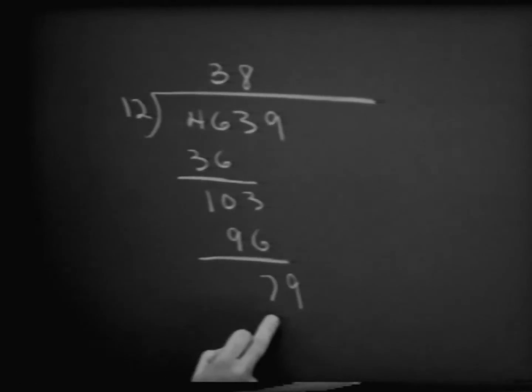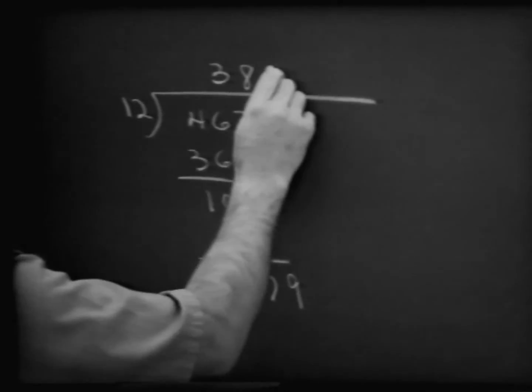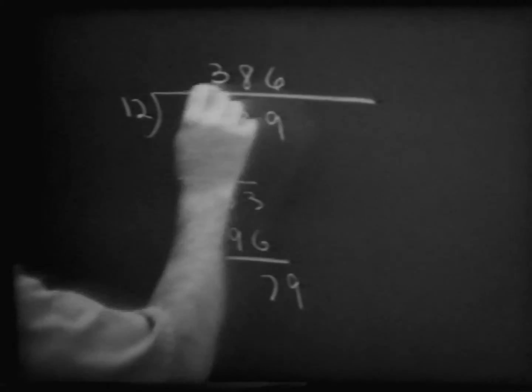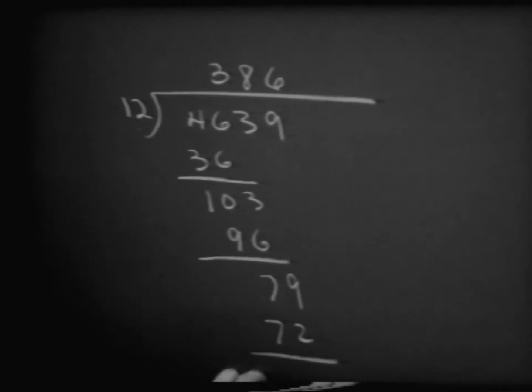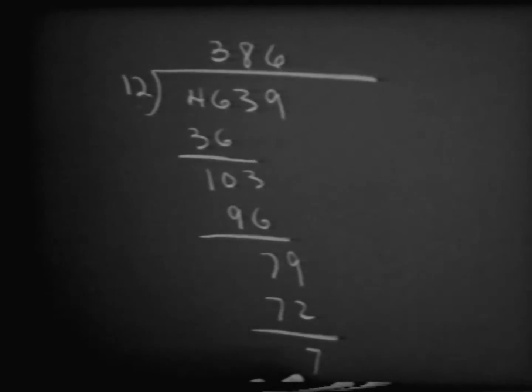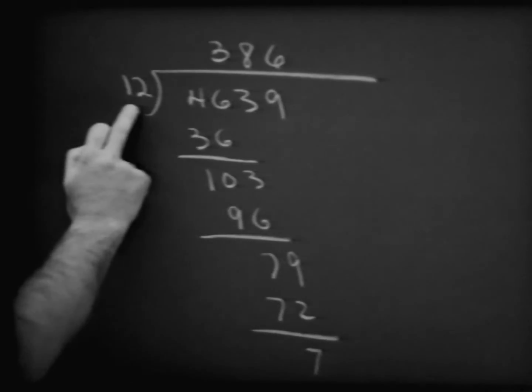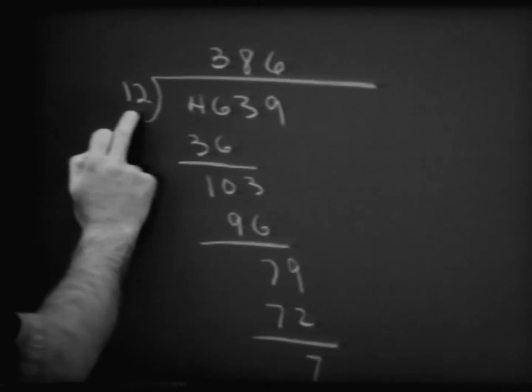12 into 79 then goes how many times? 6, and 6 times 12 is 72. And now when we subtract, we have a number which is 7. And notice that this is our remainder, which is less than our divisor. Is that right? 7 is certainly less than 12.